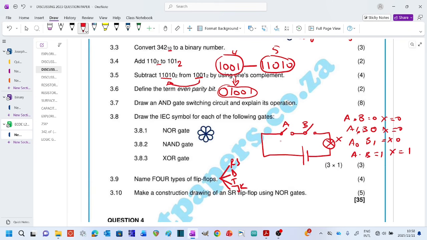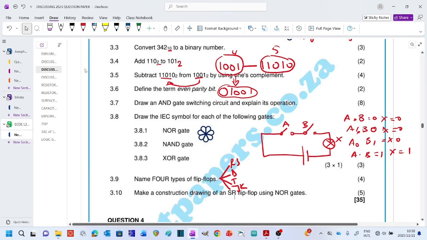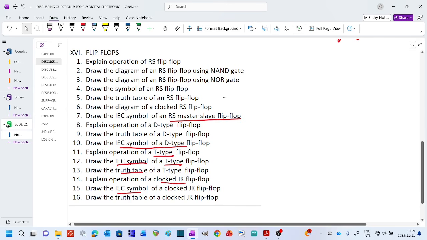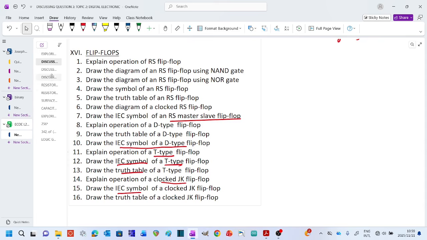They might ask you just as easy as it is here, and then make a construction drawing of SR flip-flop using NOR gate. So you have to refer to our guideline here. Draw the diagram of an RS flip-flop using NOR gate. So you have to study also the one that using NAND gate. You have to study all this guide, because we never know which one is going to be there. But yeah, that's it. So let's journey into the 2022 question.